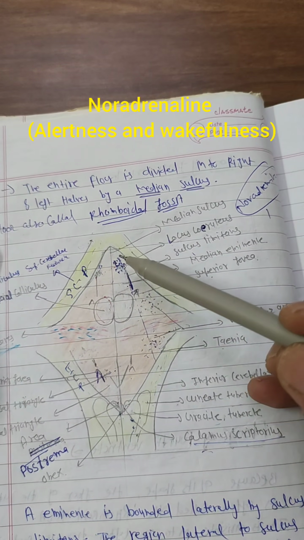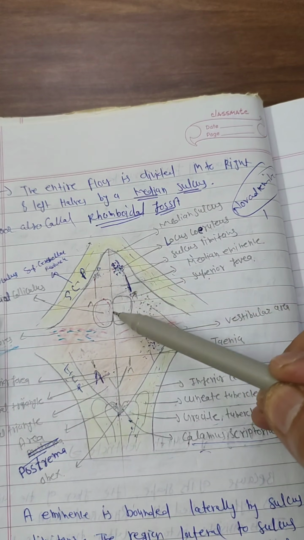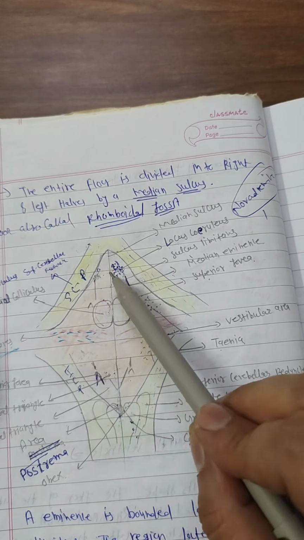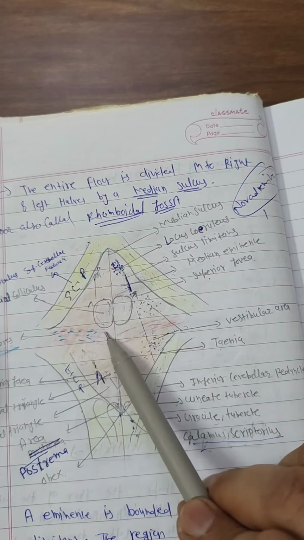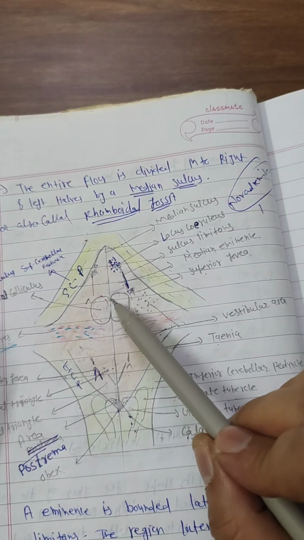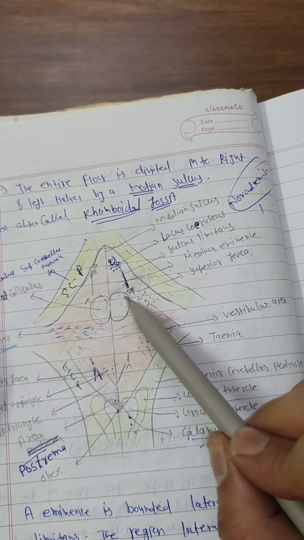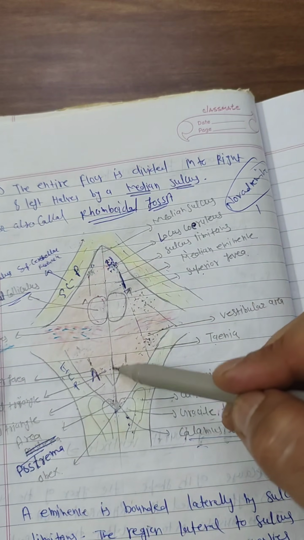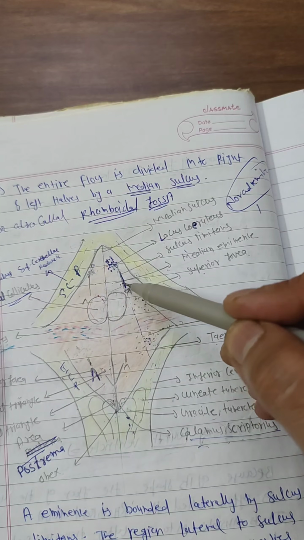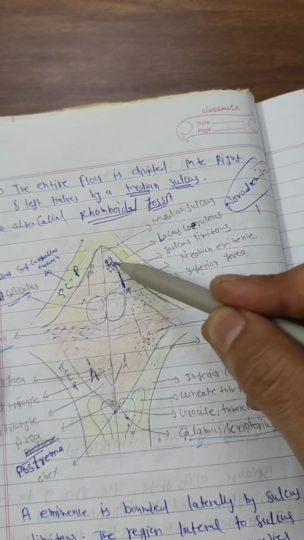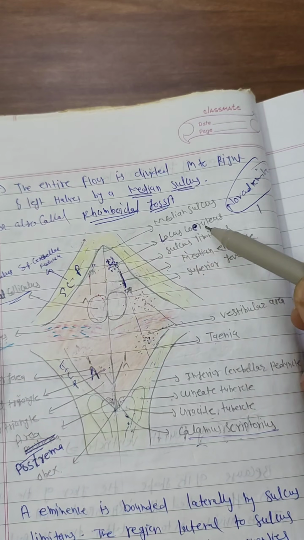So I am repeating. In the center we have the median sulcus, and the fibers separating the upper part and lower part are the stria medullaris. The swelling is the facial colliculus. More laterally, we have the sulcus limitans. Above the sulcus limitans, this bluish area is the locus coeruleus.